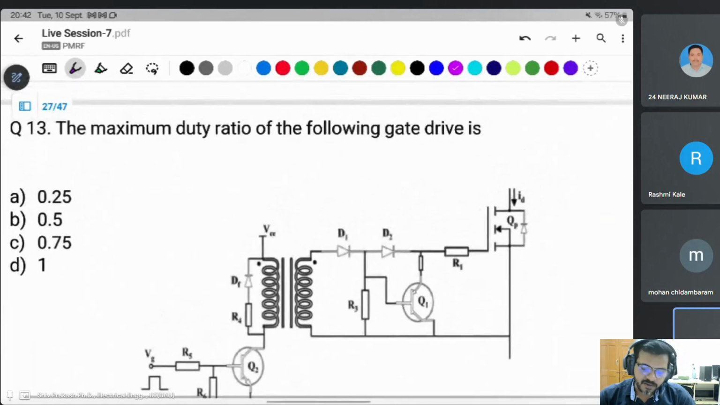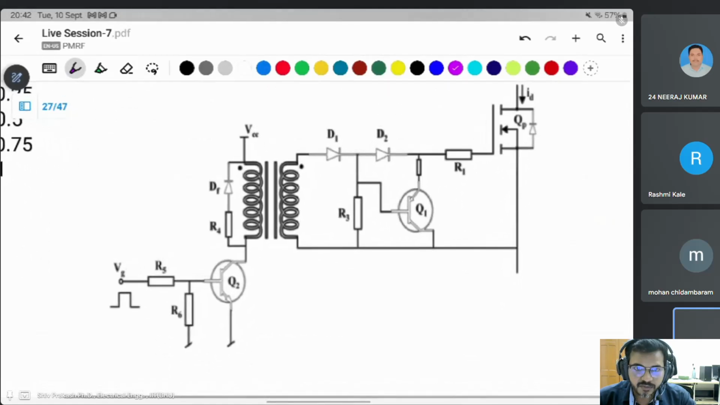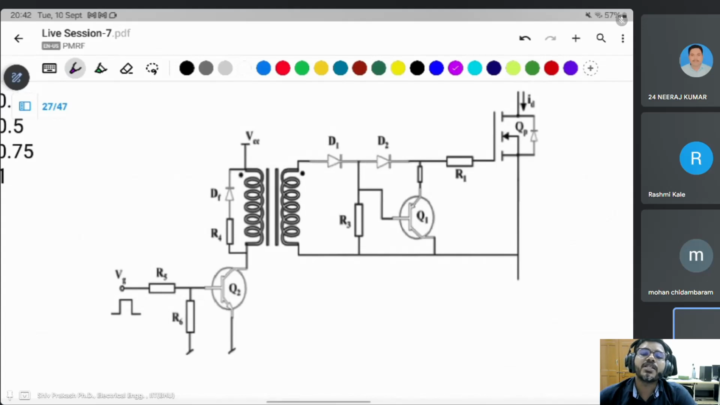Now, the maximum duty ratio of the following gate driver. You can say this is an isolated gate driver. There are two drivers, isolated gate driver and non-isolated gate driver. Then why is there a need for isolation and non-isolation? In isolation, there is an extra circuit: a transformer is here. In non-isolation, there is no transformer. You can give the direct signal from the microcontroller to the gate driver of the MOSFET.